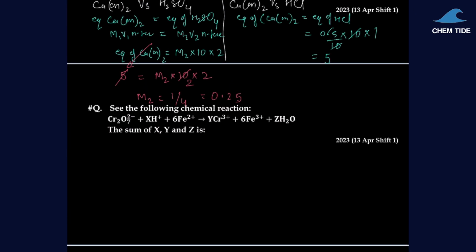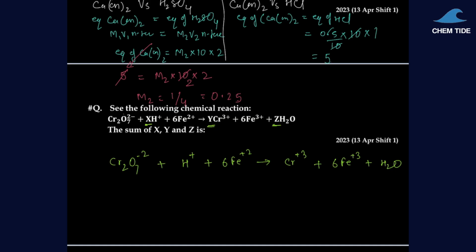The next question we have: see the following chemical reactions, the sum of X, Y and Z will be. So we have to change the number here. Basically we have to balance it: X plus 6 of Fe plus 2, giving us some chromium, Y value, this is the X value, 6 of iron plus some Z of water. Okay, that we will write as water.